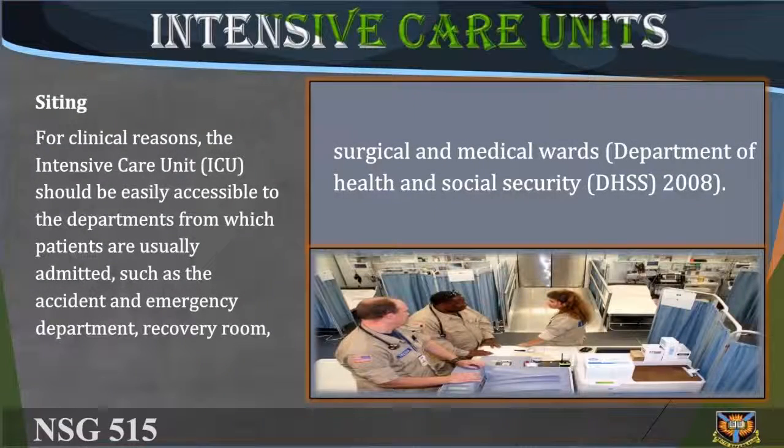Siting. For clinical reasons, the intensive care unit should be easily accessible to the departments from which patients are usually admitted, such as the accident and emergency departments, recovery room, surgical and medical wards, Department of Health and Social Security, DHSS 2008. Those hospitals which receive or transfer patients to and from specialist units in other hospitals, or who receive frequent transfers from outside the hospital, must consider the position of the ICU in relation to ambulance or helicopter access.